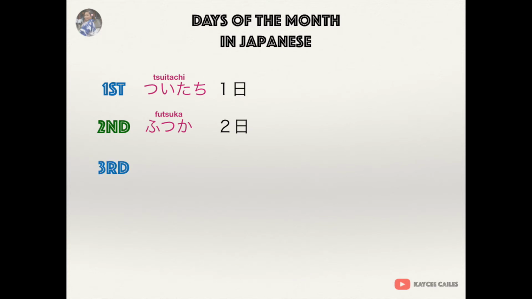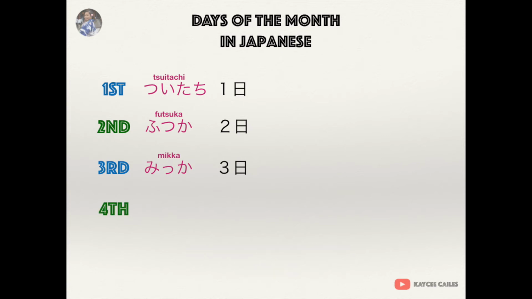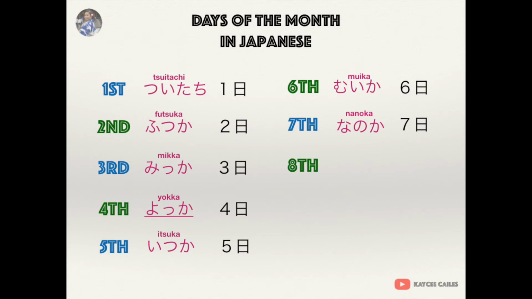Third, it is mikka. So if you want to say March 3rd, it is Sangatsu Mikka. Fourth, it is yokka. Fifth, it is itsuka. Sixth, it is muika. And then seventh, it is nanoka. Eighth, it is yoka.